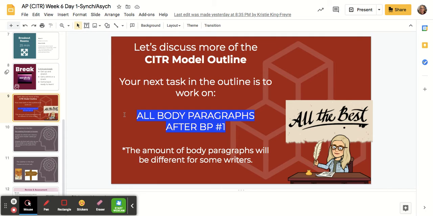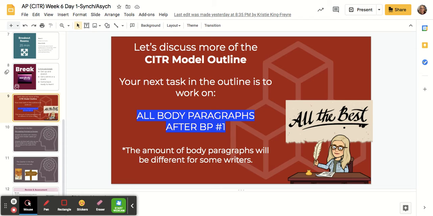So when you're done with that, let's talk about the model outline. Some people will have 2 body paragraphs for their summative essay. They'll have 4 paragraphs total. That means they'll have an intro, body paragraph number 1, body paragraph number 2, and a conclusion. Some people will have 3 paragraphs. Some people will have 4 body paragraphs, okay? However many paragraphs you need to illustrate the point and discuss the evidence that you talk about in your thesis is how many body paragraphs you should have.